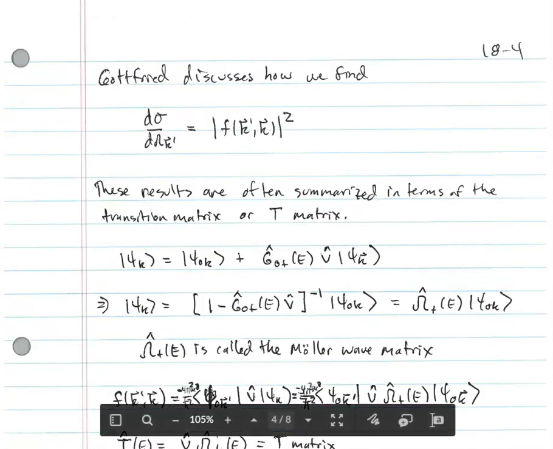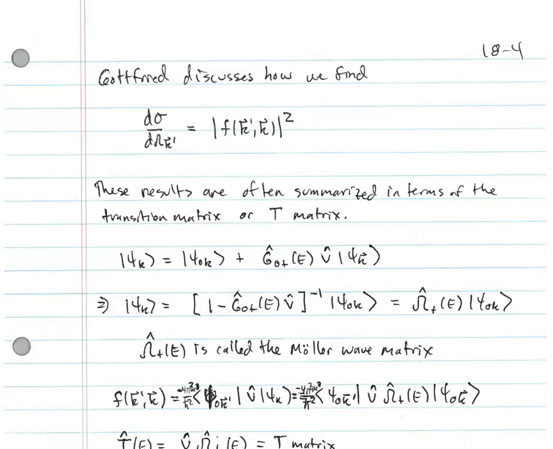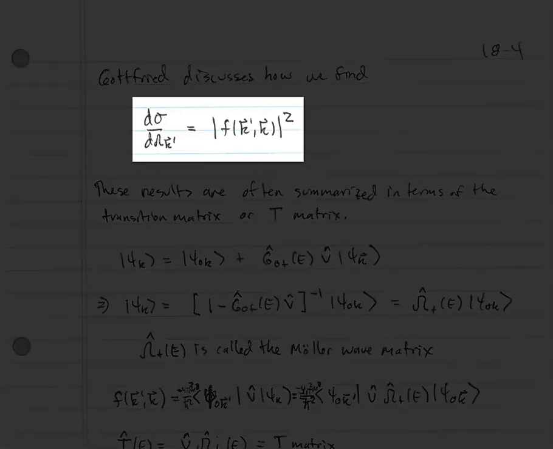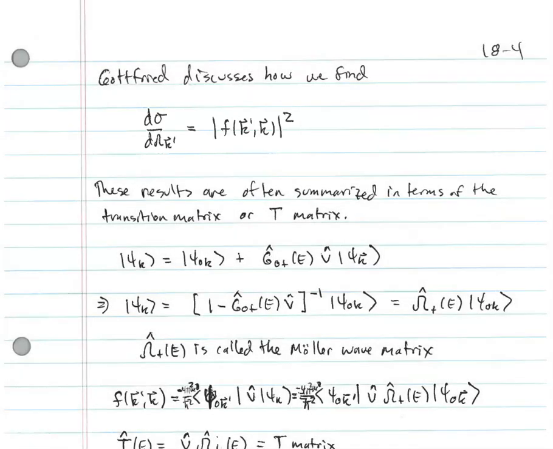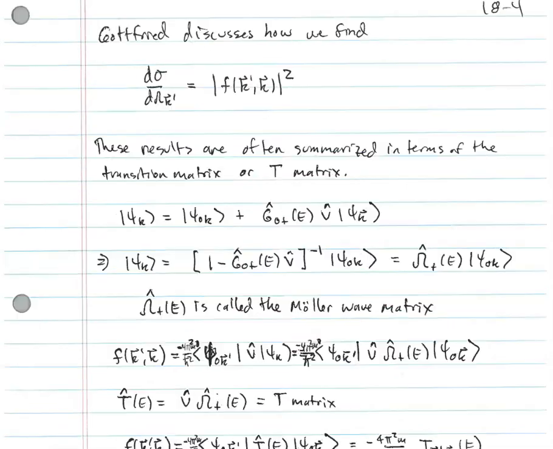All right, Gottfried, in the readings for this, discusses how we can show that the differential scattering cross-section d sigma d omega k prime is given by the modulus squared of f of k prime k. I'm not going to go through that derivation for you here, but you need to understand that that is the relationship between the differential scattering cross-section and the scattering amplitude. That's a very important relation. The derivation is a little bit technical, and I point you to the reading by Gottfried that is going to go through that derivation for you. Now, these results are often summarized in terms of something that we call a T-matrix.